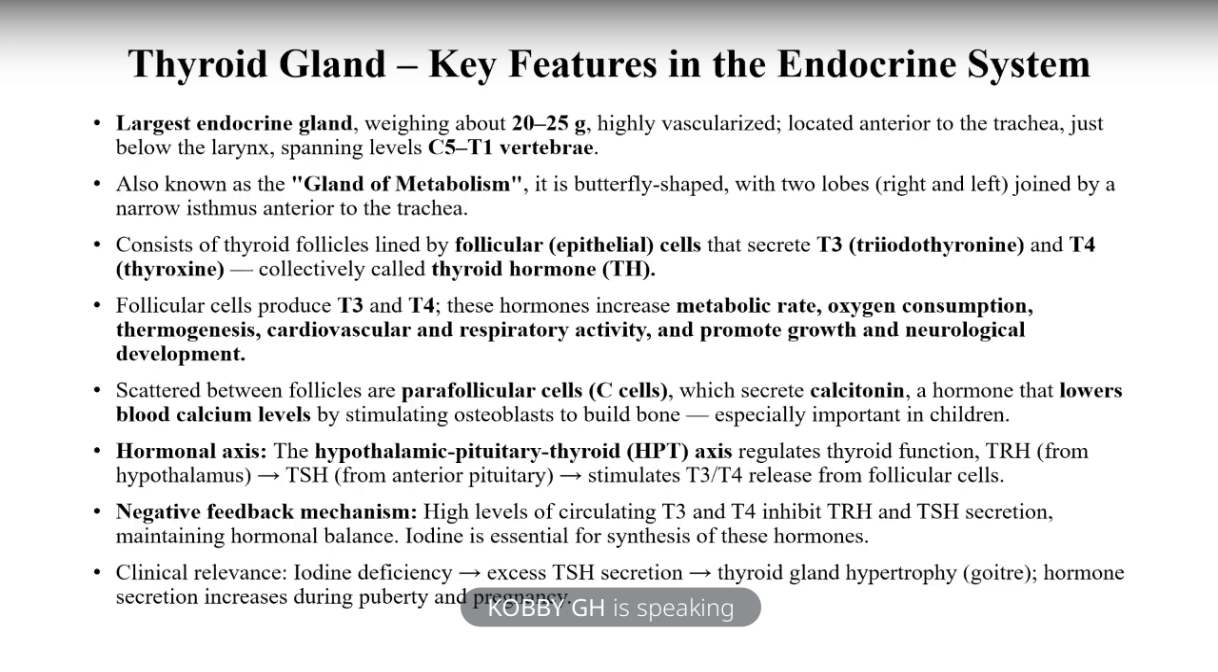Is that okay? Now, what you should know is that within the thyroid gland, we have 2 cells, follicular cells and parafollicular cells. The follicular cells produce T3 and T4. The parafollicular cells produce calcitonin.